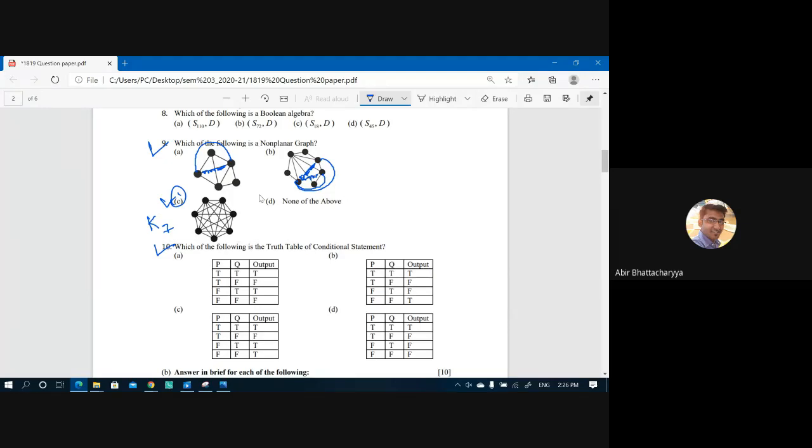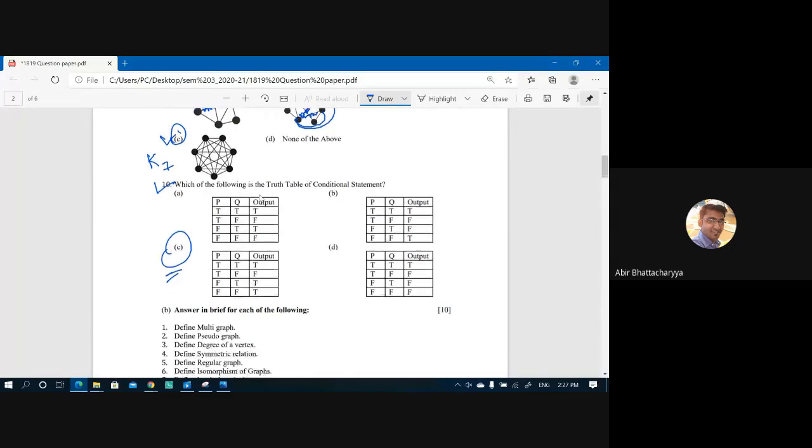And number 10, the truth table is for a conditional statement, so it should be TFTT. TFTT means number C. Those who have written number C for the 10th are correct. TFTT for conditional and TFFT for biconditional. So conditional means TFTT. Go for number C.